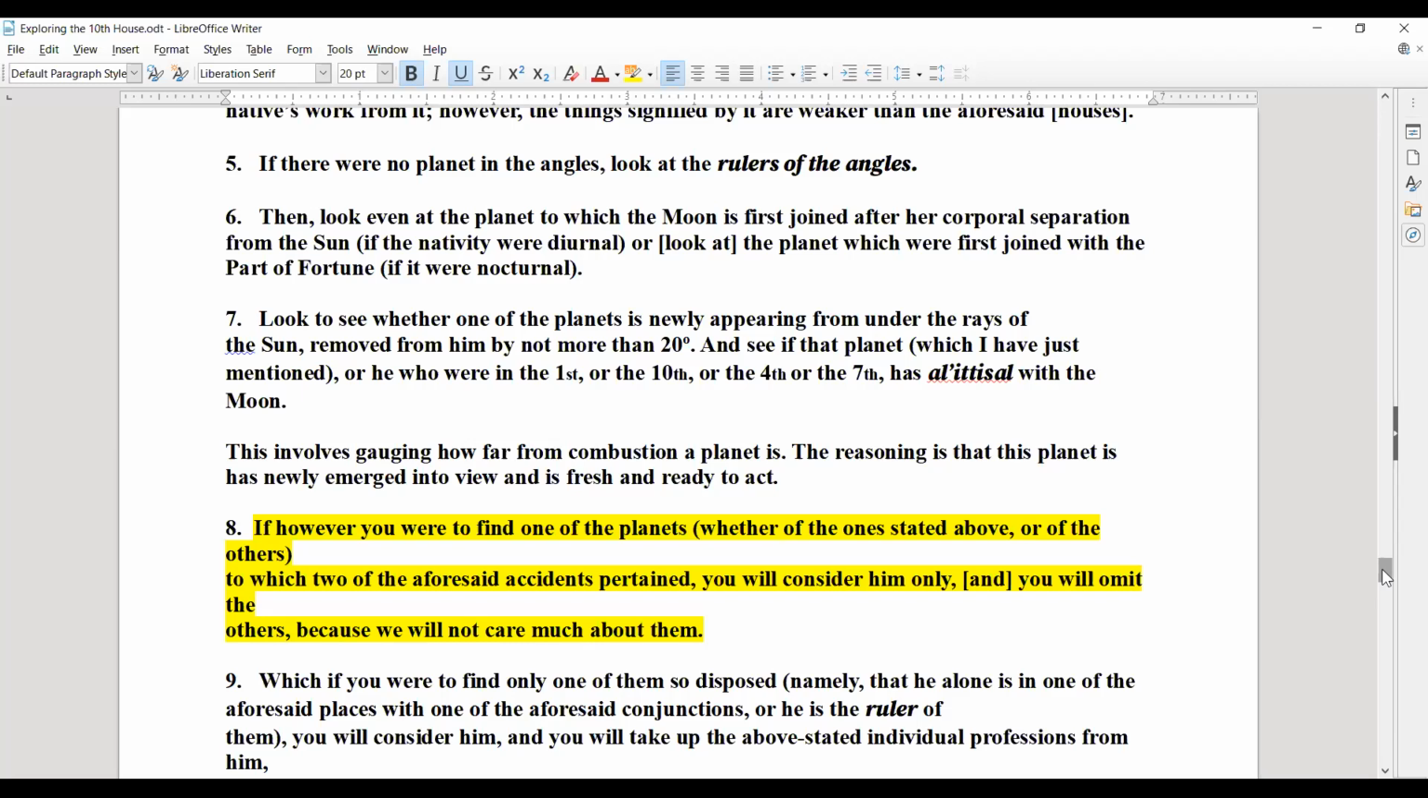Or look to the planet that was first joined to the part of fortune when the part of fortune changed to 0 degrees of whatever sign it's in now. So it's basically tilting it backwards to the very first thing. So all of these are about kind of impressions, the things that make the strongest impression. The next one is really interesting because we have a chart that actually shows this example.